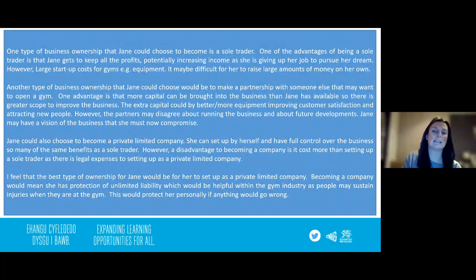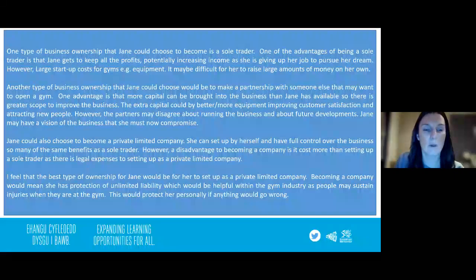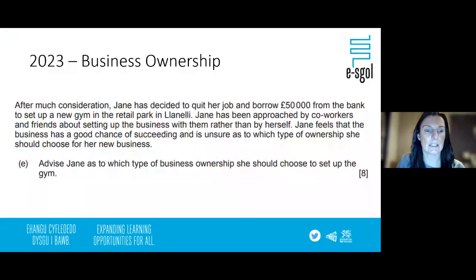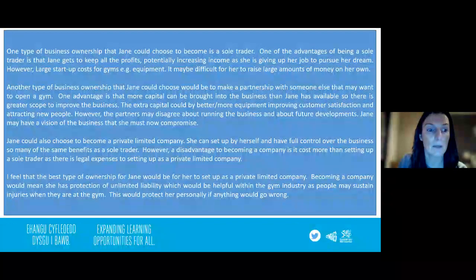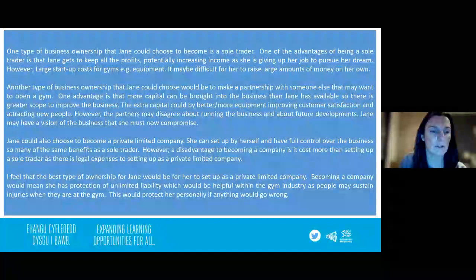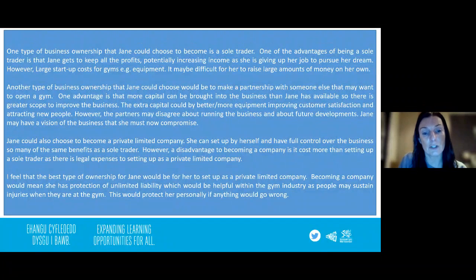Okay, so I've talked about a disadvantage there. Now, if we go back to the question, it does say advise. In any question that says advise, you need to make sure that you're adding a conclusion to it. In order to get full marks, you need to have conclusions.